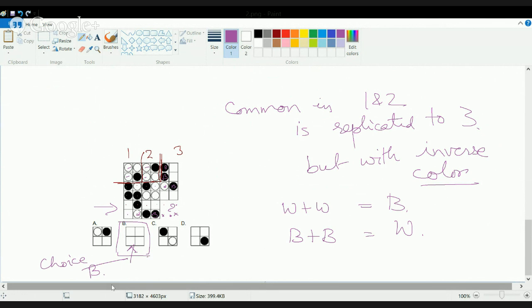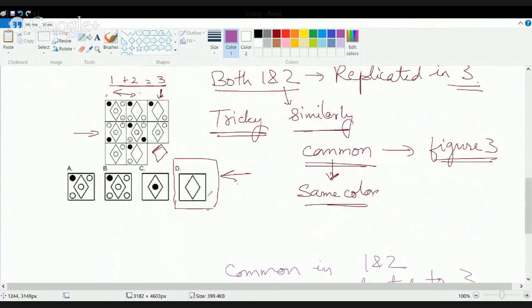Okay, so I'll just repeat these two questions, because I know most of the students get confused. In a 3 by 3 matrix, the horizontals are the rows and the verticals are the columns. So you have column 1, 2 and 3. Whatever is common in column 1 and 2 would be replicated in column 3, and it should be in the same color.